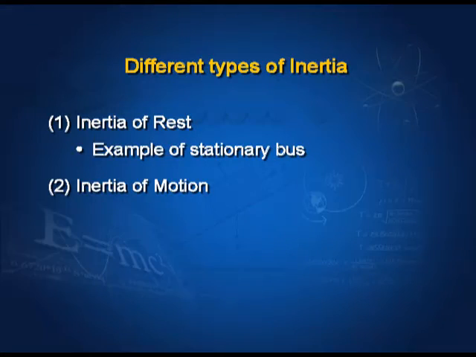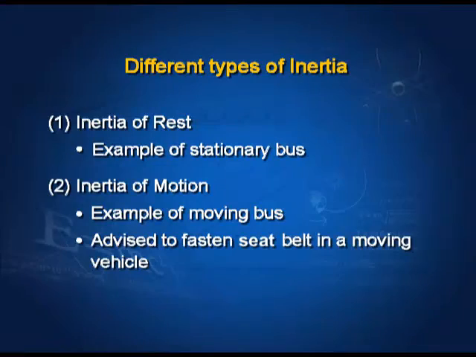The second type of inertia is inertia of motion. It says that if an object is in the state of motion, then it tries to remain in motion. Let's have a look at an example. Let's say you are standing in a moving bus. So your body is moving with the bus.